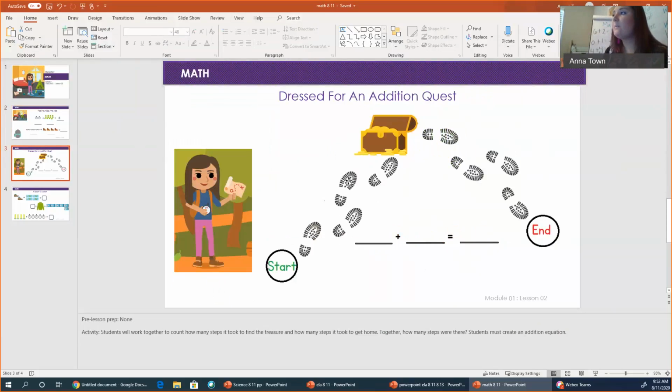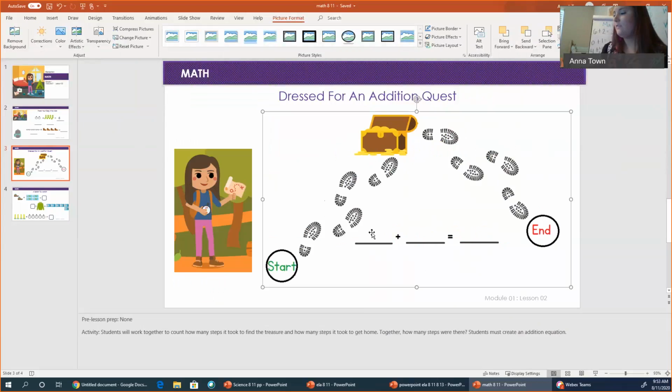Here we're counting footprints. We're counting the ones that come before the treasure box and the ones that come after the treasure box. Let's start with before to find that add-in. 1, 2, 3, 4. There are 4 footprints before the treasure box. So we would have a 4 right here, 4 as one of our add-ins.